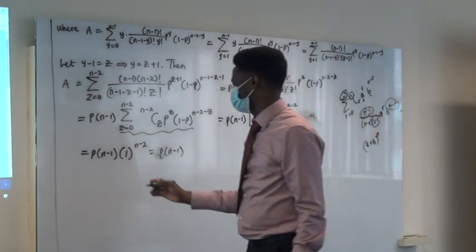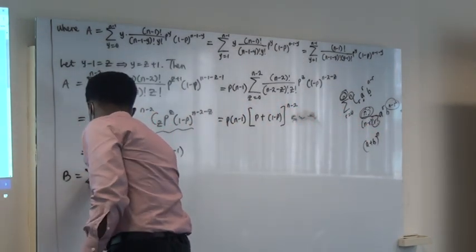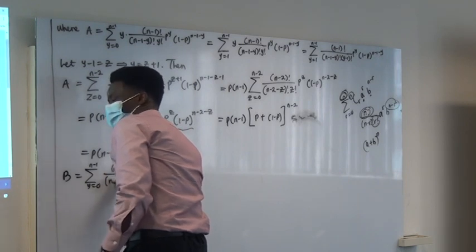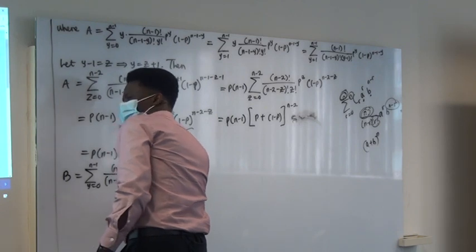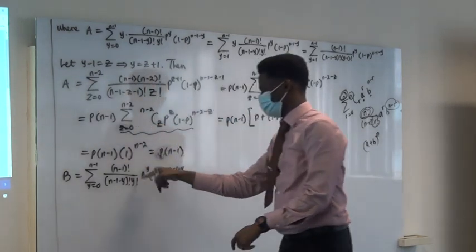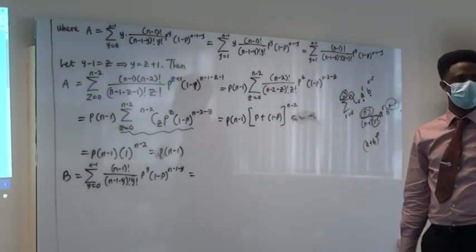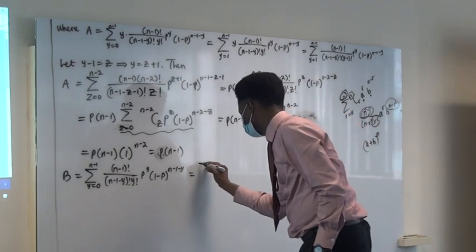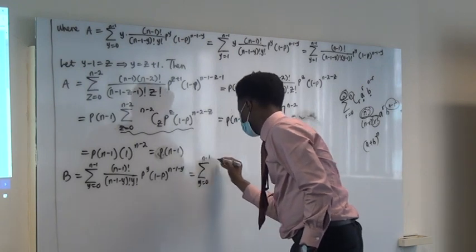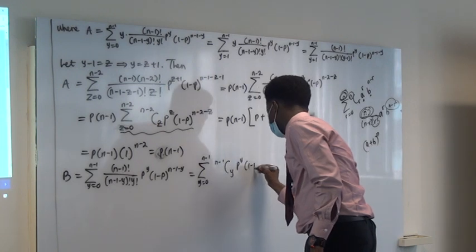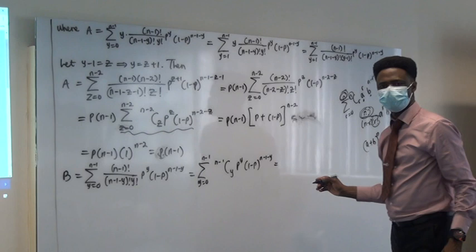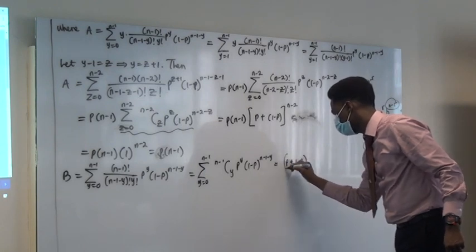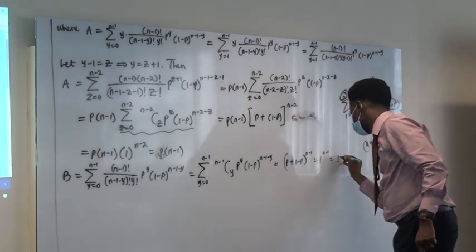We already established that. B is equal to the summation of y from 0 to n minus 1, of (n minus 1) factorial over y factorial times (n minus 1 minus y) factorial, times p to the power y, times 1 minus p to the power n minus 1 minus y. So this is also the expansion of something. Let me write it as a combination to make it clearer: the sum from y equals 0 to n minus 1 of n minus 1 choose y, p to the power y, 1 minus p to the power n minus 1 minus y. So this is what? P plus 1 minus p, which is 1 raised to the power n minus 1, which is 1.